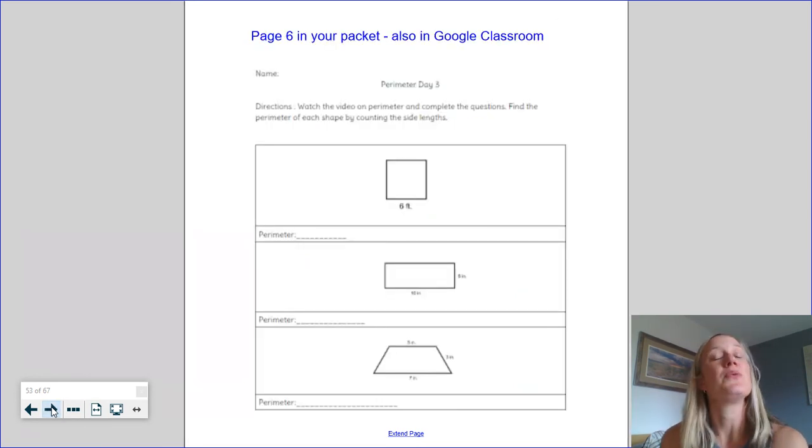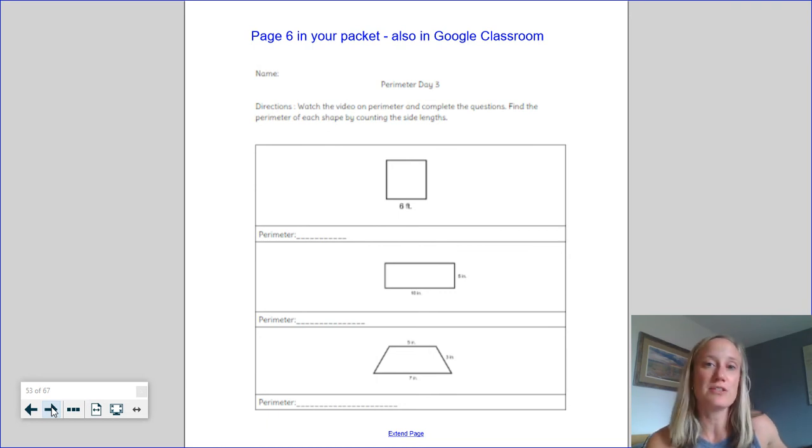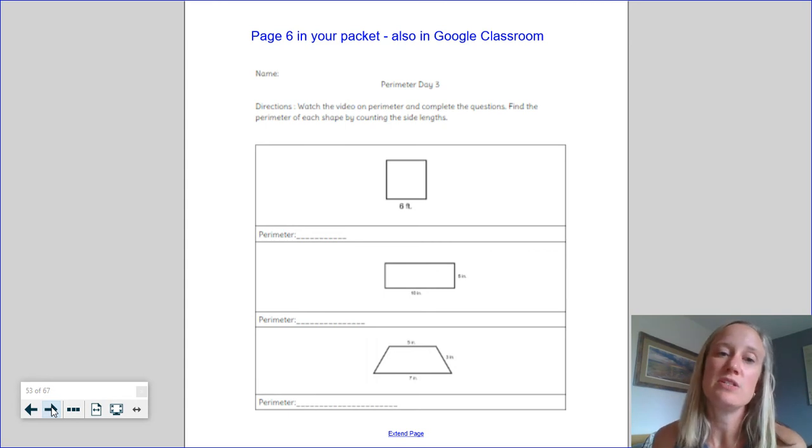All right, so your job today is to use what you just learned about finding the perimeter of different polygons to find the perimeter of some shapes. This is page 6 in your packet. There will also be a version in Google Classroom, and your teacher will tell you which one they want you to do. You're going to use what you learned to figure out these perimeters. I'm not going to give you the answers, but I'll give you a couple hints.